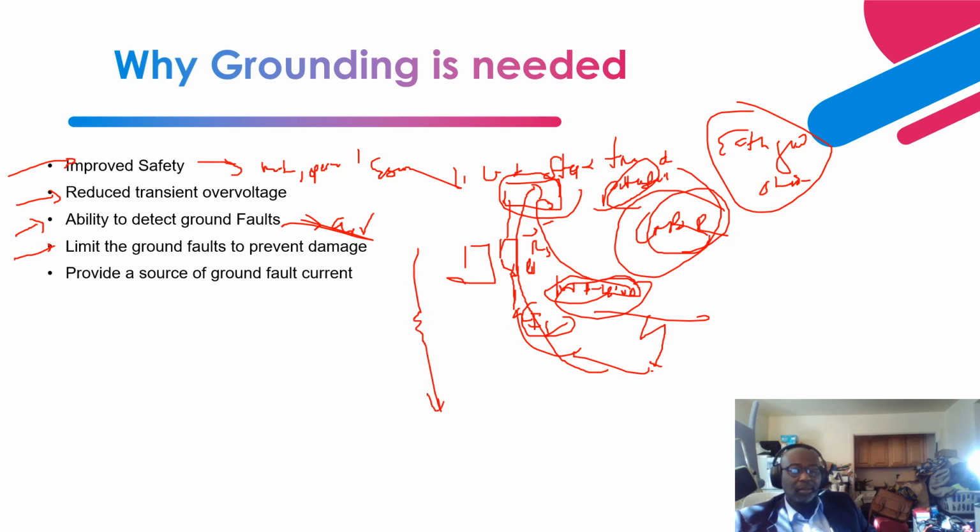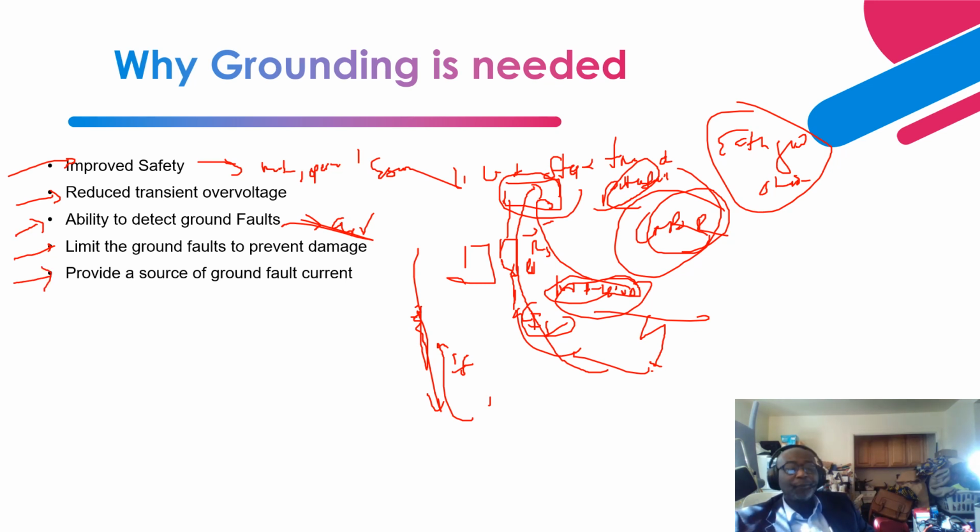Likewise, for a solidly grounded system, definitely you don't have any resistance in the path, so that's the full fault current that is flowing. So basically, it has the relays being able to detect the fault as fast as possible to clear the fault as quickly as possible.